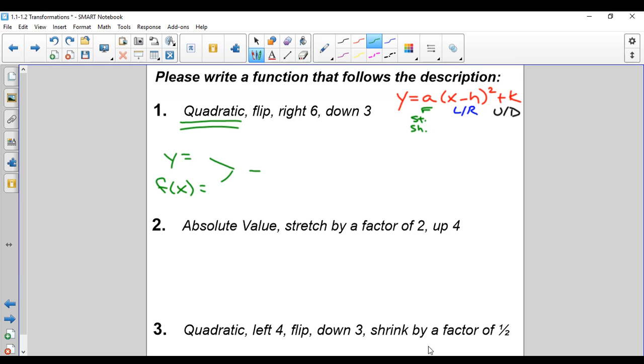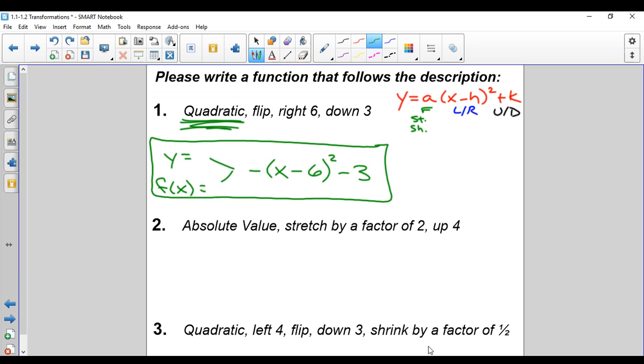So I open up parentheses because that's what a quadratic has, and an exponent of 2. Put the x in there. To move right 6, you need to put minus 6. And then to move down 3, you put minus 3. And there's our function. Again, either y or f of x equals that right side. I don't care which one you use. I'll switch it up on these next two.